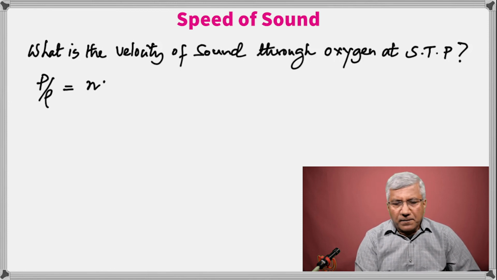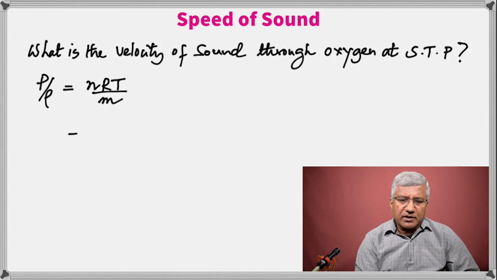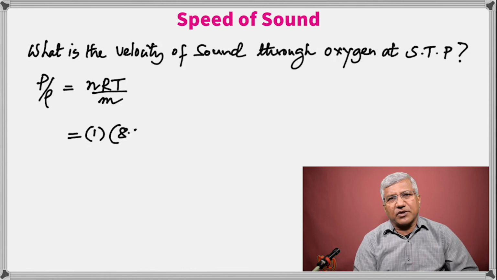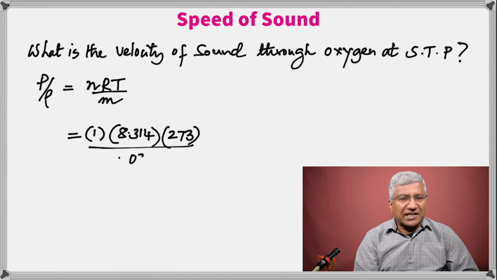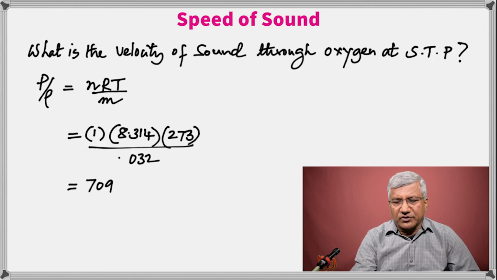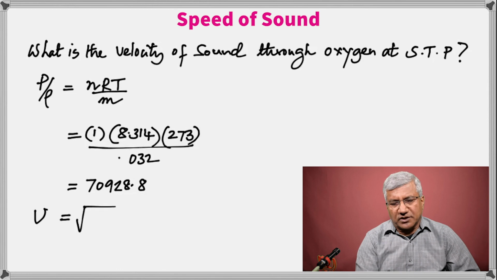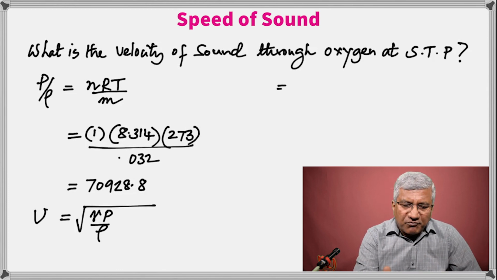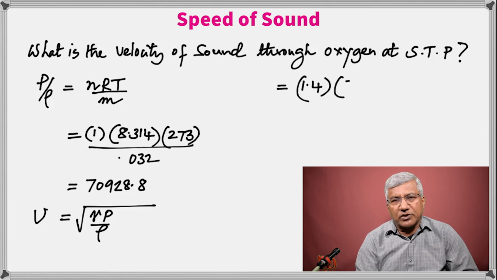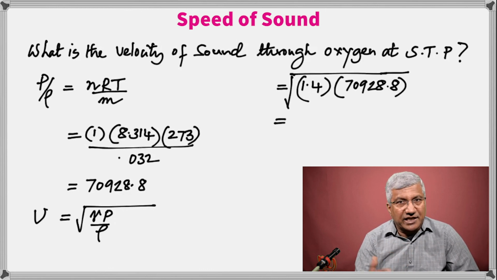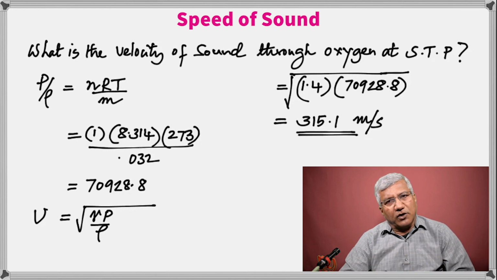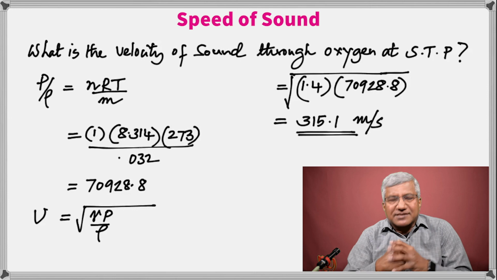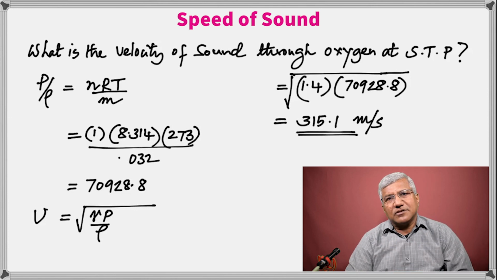All right, we know P by rho is nRT by m, and we're considering 1 mole of the gas, so n is 1, 8.314 is the gas constant, and then T is 273 because STP means standard temperature, which is 273. So I get that number, and then once I have P by rho, I can find velocity as square root of gamma P by rho. Gamma is 1.4 for oxygen because it's also diatomic, and that gives 315.1 meters per second. Wow. So the speed of sound in oxygen is less than in air at 273 Kelvin.